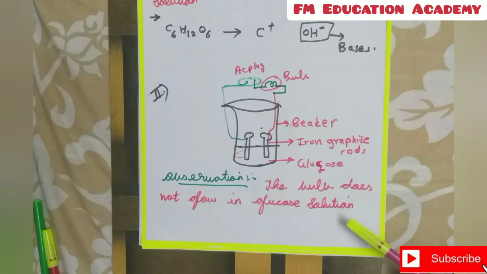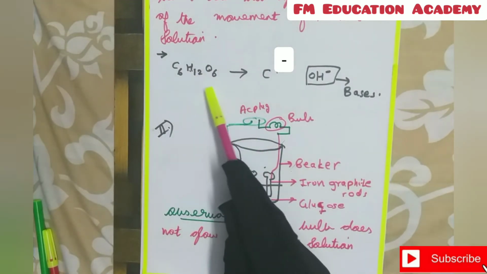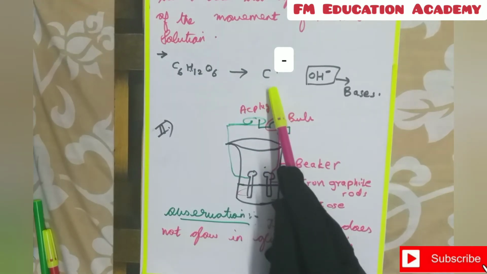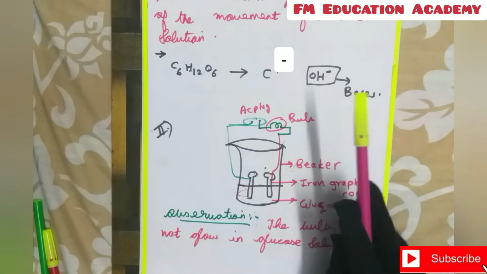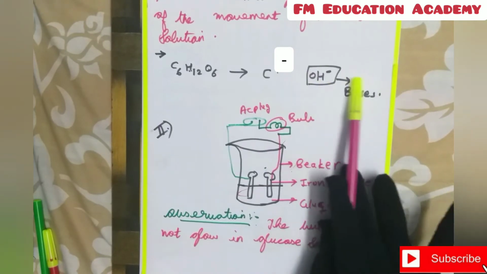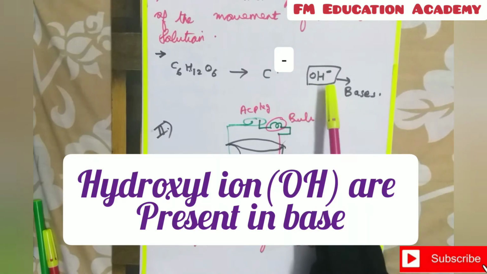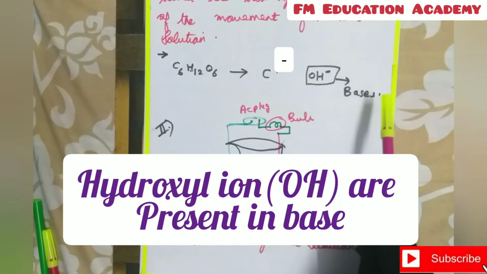So what do you think? Why does the bulb not glow in glucose solution, but it glows in HCl solution? Because if I take the chemical formula of glucose, it is C6H12O6, which can be split as C minus and OH minus ions. So here we can see that two types of ions are there, carbon ion and OH minus ion, that is the hydroxyl ion. I know that the hydroxyl ion is the ion which is present in bases.